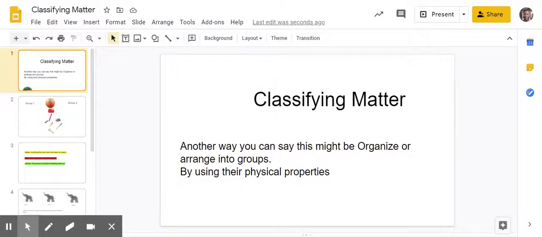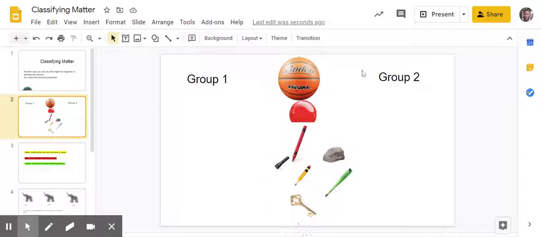For this lesson, we're going to talk about classifying matter. Another way you can say this might be how you organize or arrange it into groups. And we do this by using their physical properties. So let's do a quick example just to show you what this means. We're going to use the physical properties of these items on this page to classify them into two groups. Now, we could do more than two, three or four, but let's just do two.